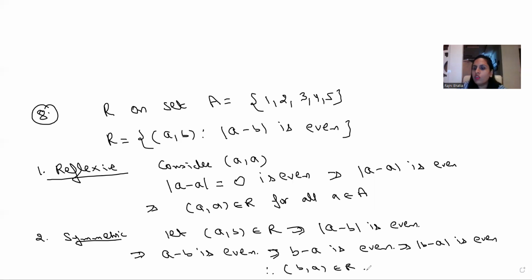Let (a, b) belongs to R. This implies modulus of a minus b is even. If the modulus of a number is even, it means that number is also even. So a minus b is also even. If a number is even, then its negative is also even. So if a minus b is even, then b minus a is also even. And if a number is even, then its modulus is also even. So modulus of b minus a is also even. And hence we can say that (b, a) belongs to R.